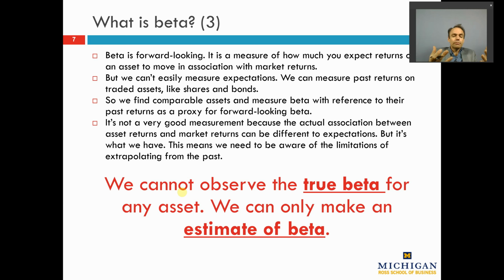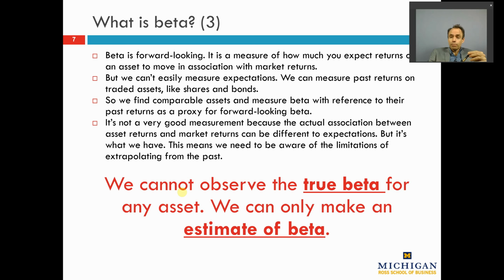It would be neat if we could look at assets and say, well, what do we think the forward-looking beta is? How much exposure do we think some asset's going to have given future market conditions? But we can't do that. We can't easily measure expectations. But what we can do is measure past returns on traded assets like shares and bonds, and measure what historical relationship shares and bonds have had with our proxy for the market portfolio. So we use past returns to measure beta, and use that estimate of beta as a proxy for the forward-looking beta, which goes into our equation.